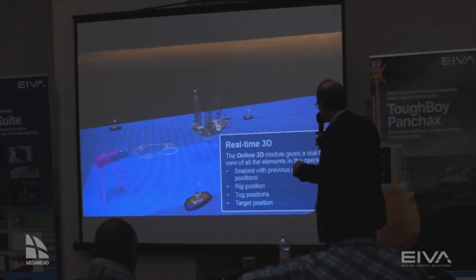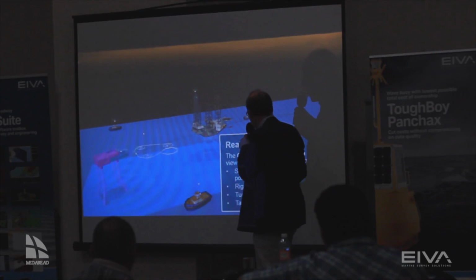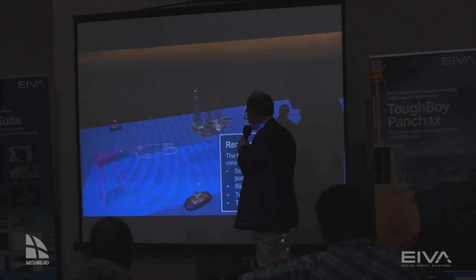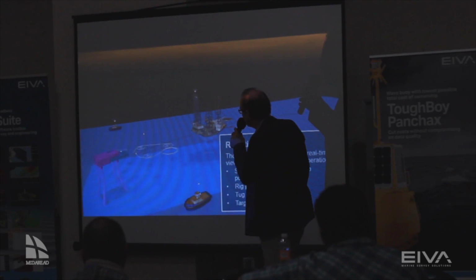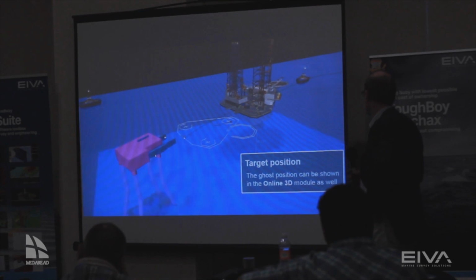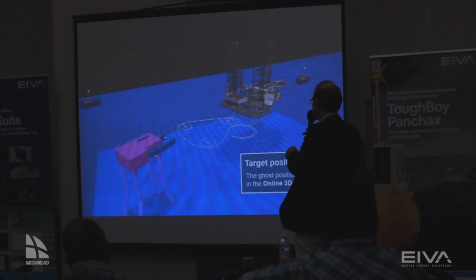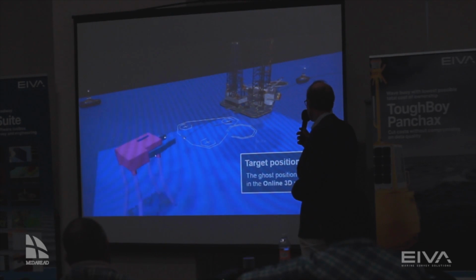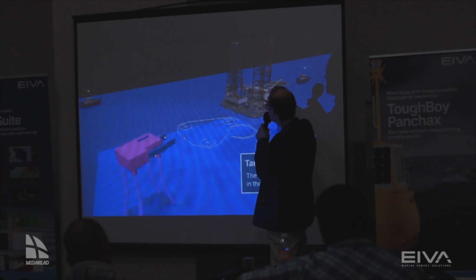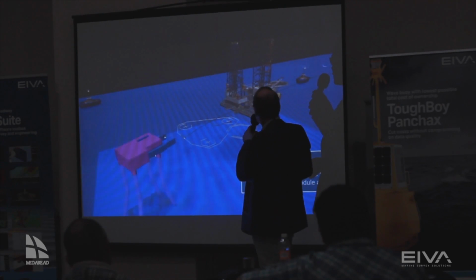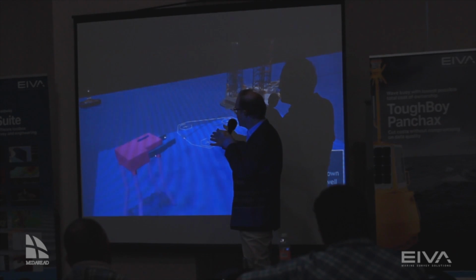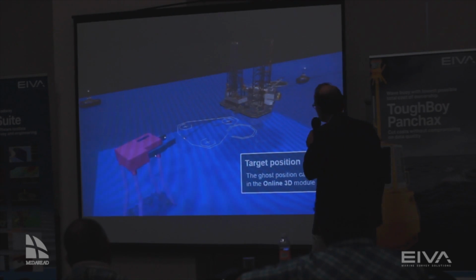And as I already explained, the software keeps an overview of the rig position, the tug position, and the target position in this picture of the platform. And the ghost position, as mentioned here, can also be shown in the online 3D module. So this is the original rig, and this is the template position where the rig should be moved to.